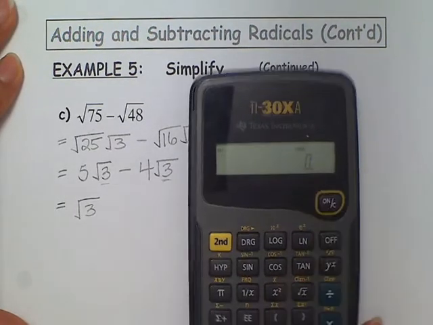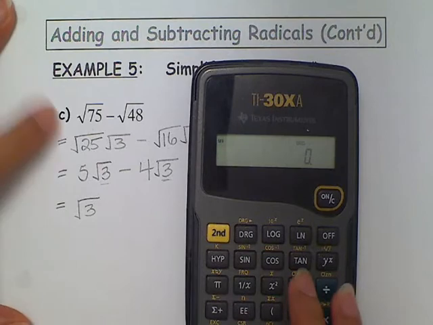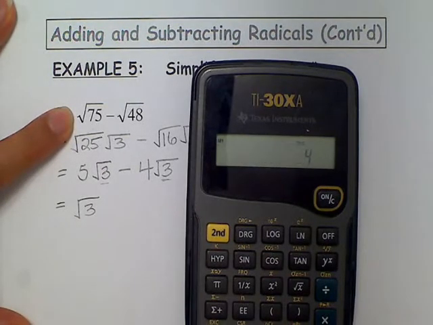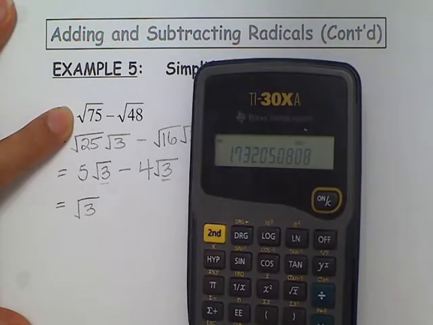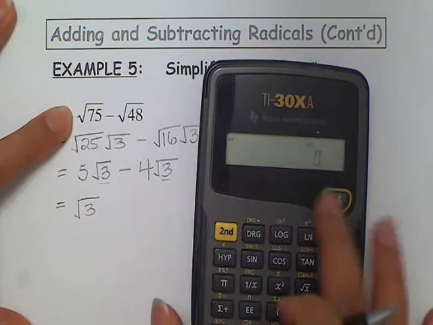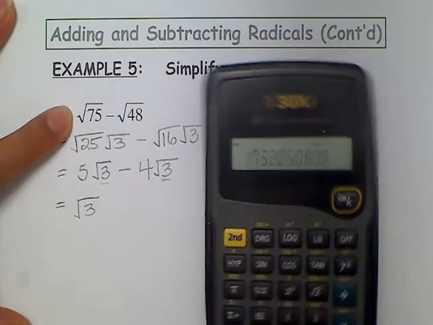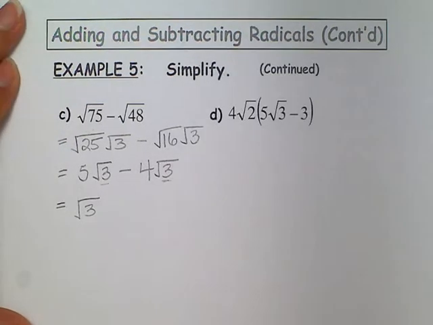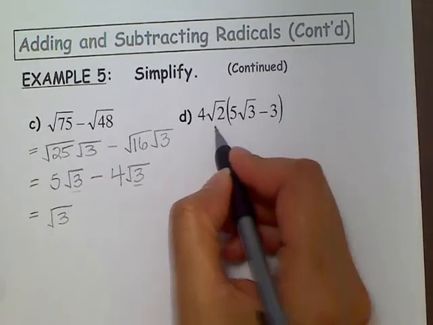Again, you can verify that your answer is correct by checking it on the calculator. If I look at the square root of 75 minus the square root of 48, I get about 1.73. And if I look at the square root of 3, I get about 1.73 as well. So I know my solution is correct.